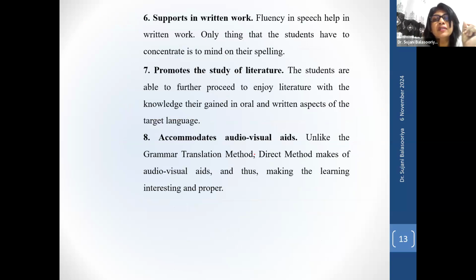And supports written work. Fluency in speech helps in written work. So the only thing the students have to concentrate on is their spelling. By using the direct method, some emphasis goes not only to speech, but also to the written part. So both skills are improved. Basically the spoken skill, and parallelly the listening skill plus the writing skill, right?